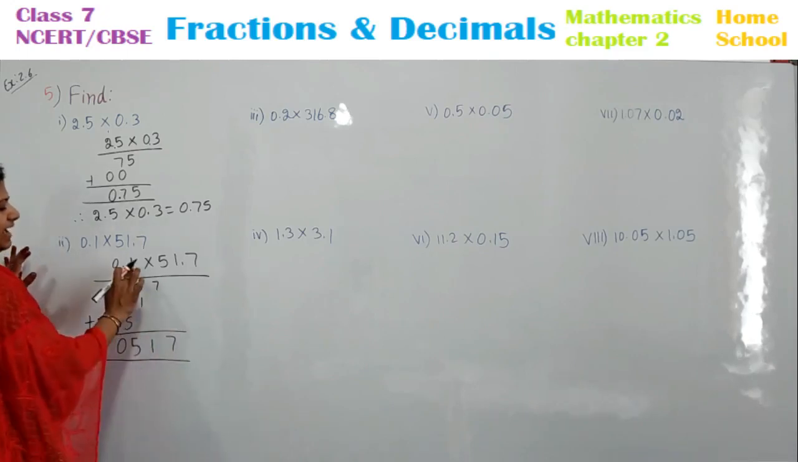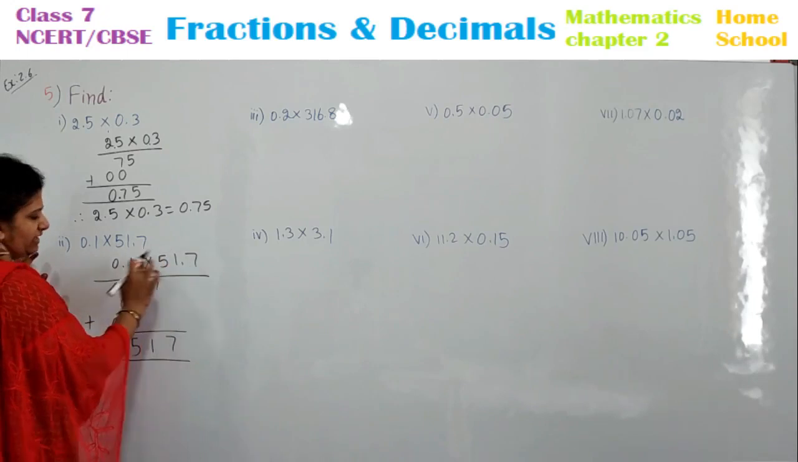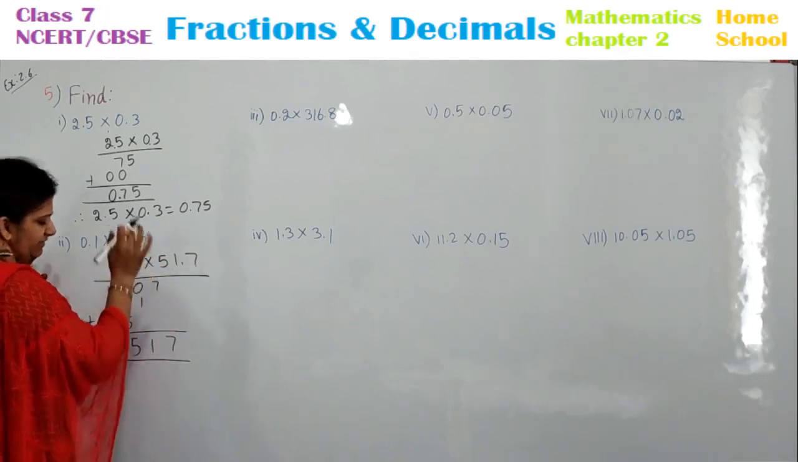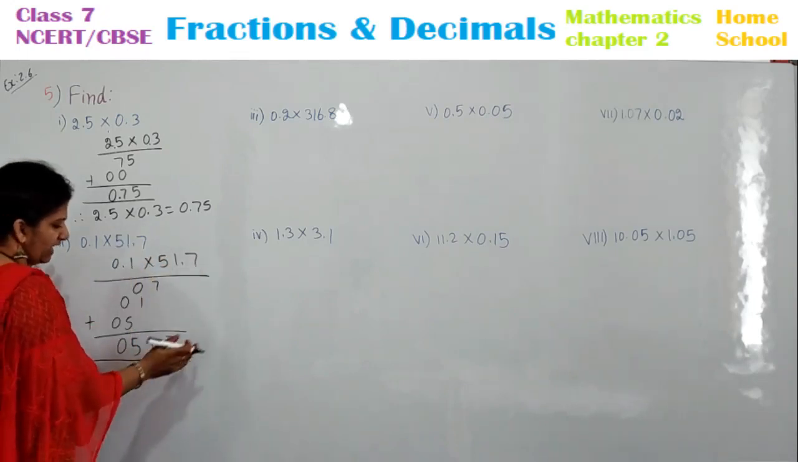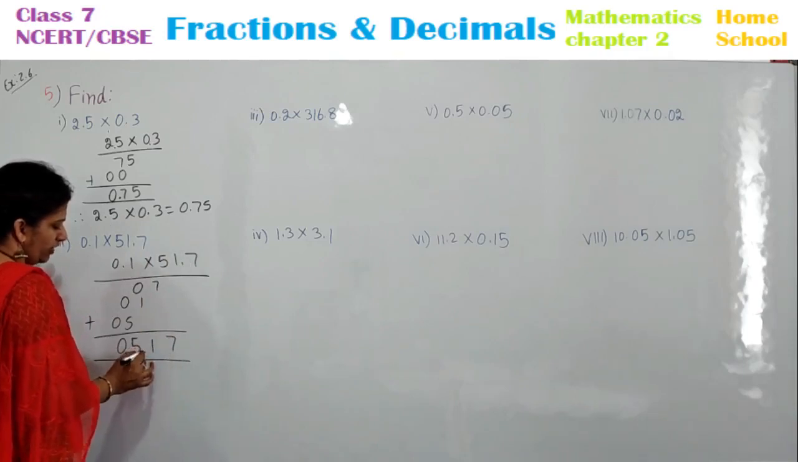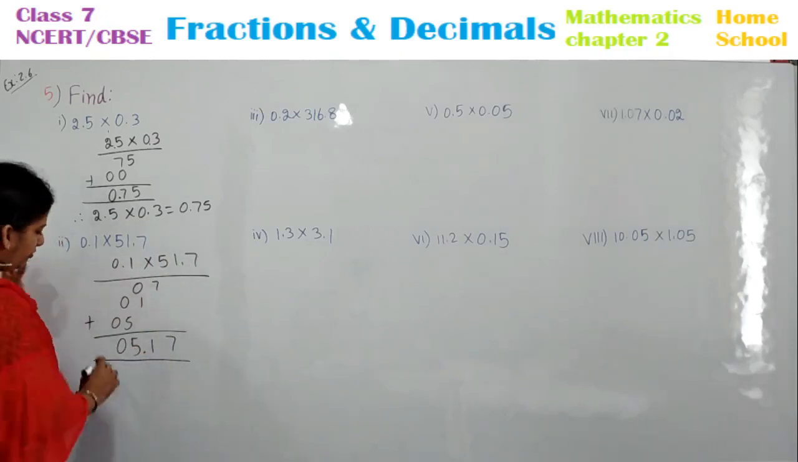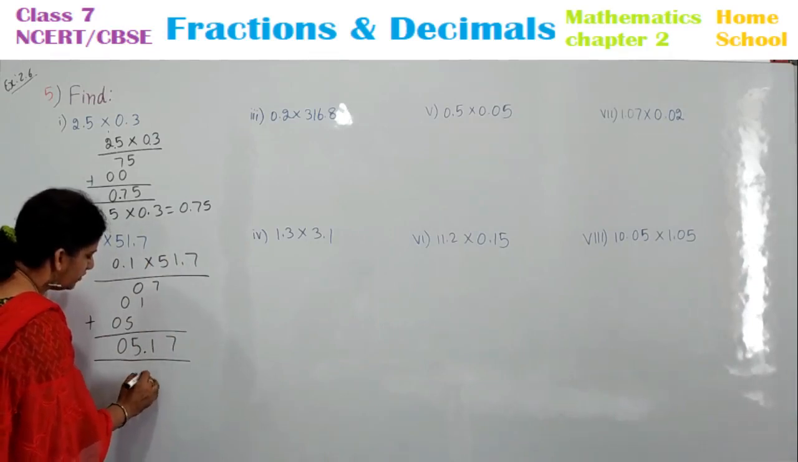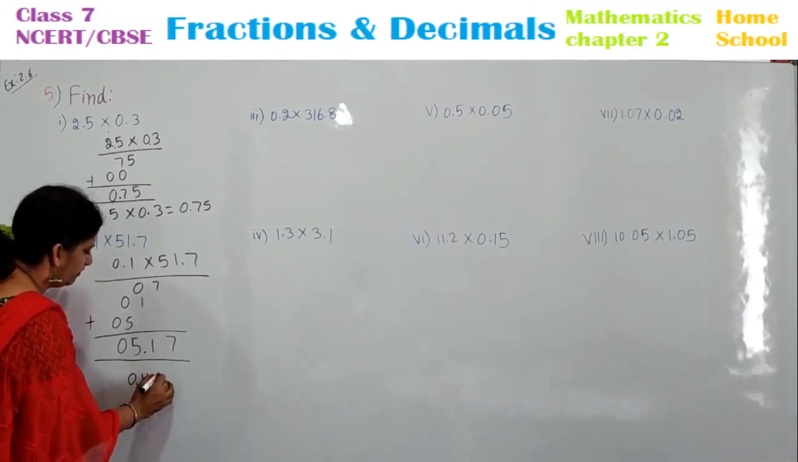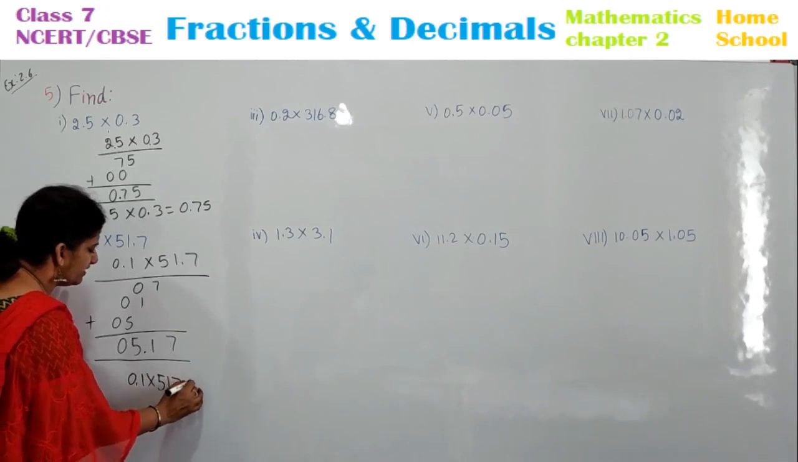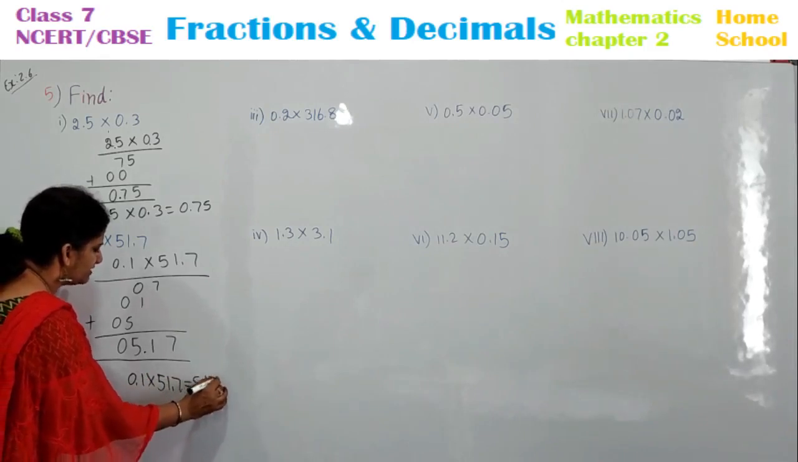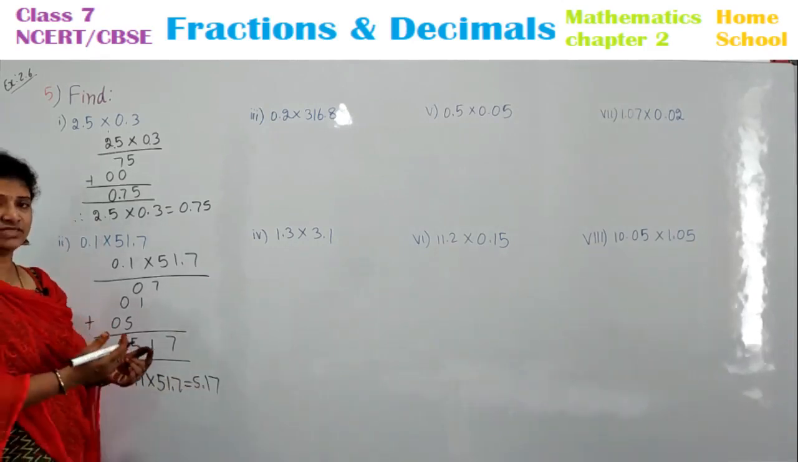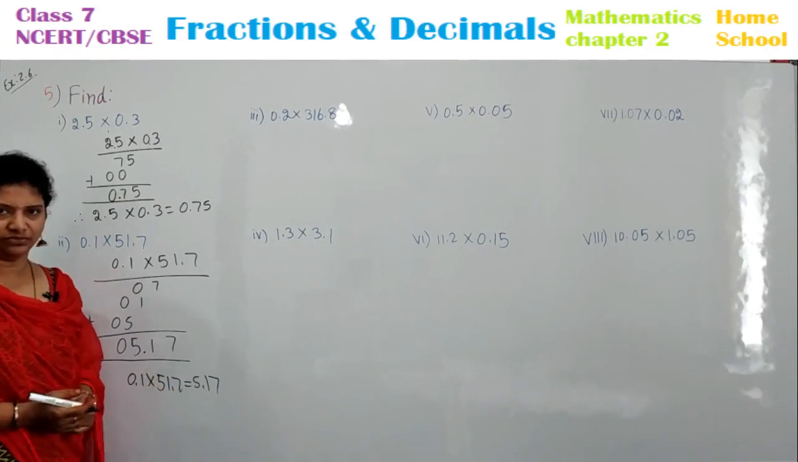So now, after one decimal point here, and one decimal here, 1 plus 1 will be 2. So in your answer, count from the right side, 1, 2, and put a point. That's it. You may write 0.5, or directly you can write 0.1 into 51.7 is equal to 5.17. Also, if you have 0 towards this side, having no value.